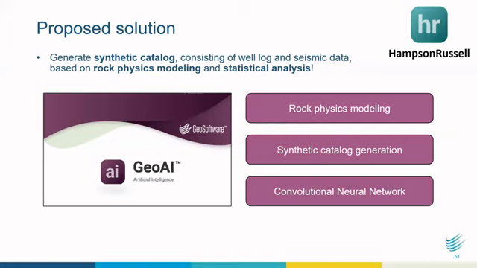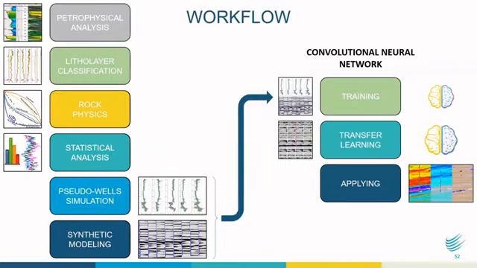So yes, the proposed solution is to generate a synthetic catalog consisting of well log and synthetic seismic data, based on rock physics modeling and statistical analysis. And then we can use this catalog to train a neural network. And that's what you can easily perform using the Hampson-Russell GeoAI model. So here is the workflow of this GeoAI model, of this rock physics-driven machine learning approach.